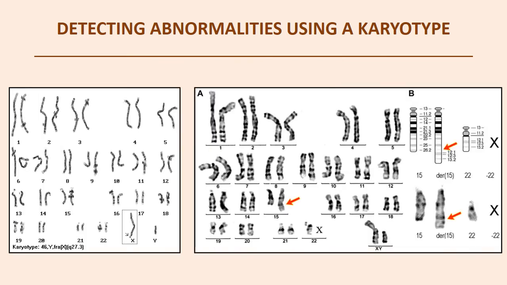Now, abnormalities are not limited to the total number of chromosomes. Sometimes you can just have an abnormality within one chromosome itself. So that's why I also wanted to include these two pictures. The picture on the left, as you can see with the box by the X, is showing what we like to call Fragile X syndrome.